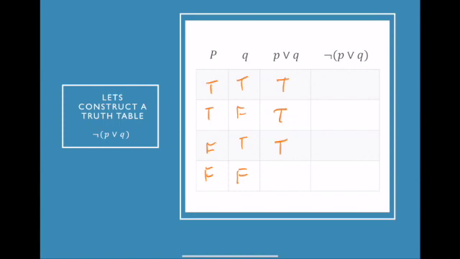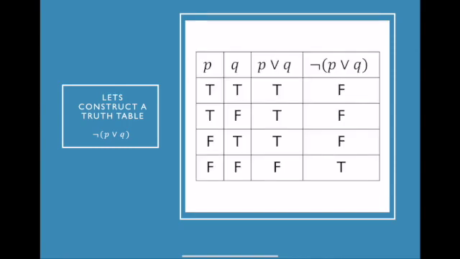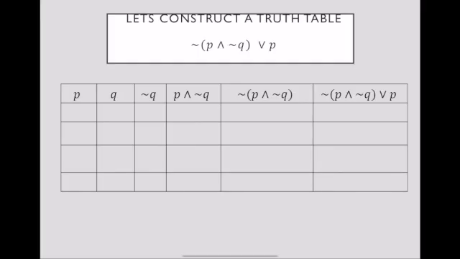P or Q is true, that's true. False or true, that's true. False or false, that's false. Now I want to know not P or Q, so I need to take the negation of each of the values in this column. So I'd get false, false, false, true. And for some of these, I've included the completed table in the PowerPoint, so you can use that as a review. Okay, let's construct another table.